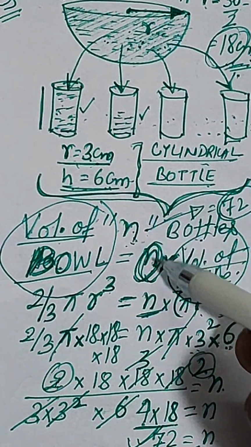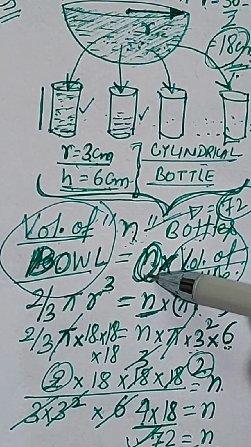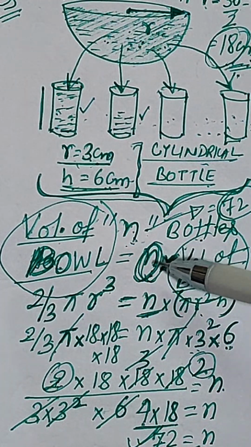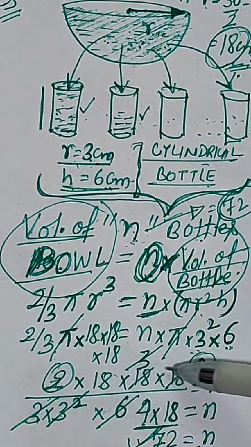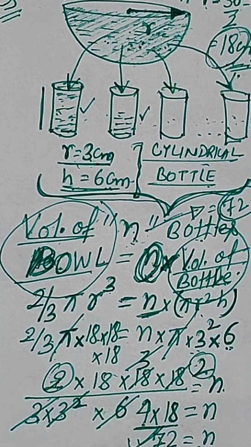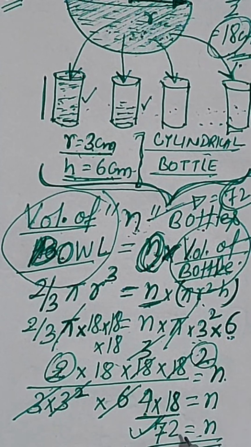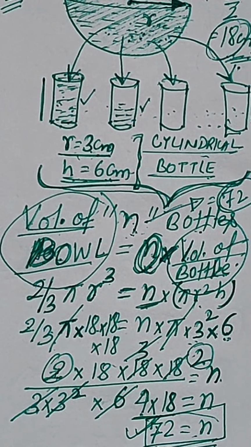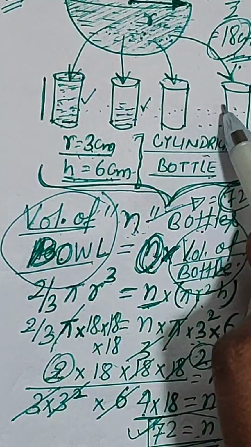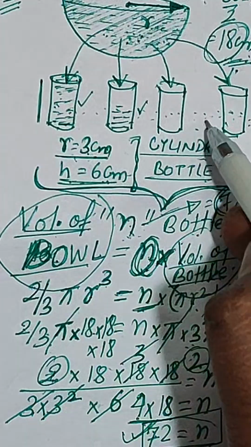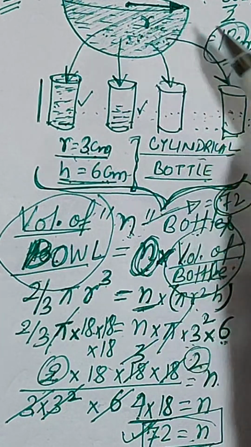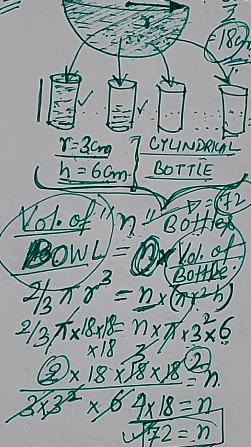Let us say we have assumed it as a variable n, and the value of n calculated from here is volume of bowl divided by volume of bottle, which will give you the answer n equal to 72. So such 72 bottles will be used, my dear friend. 72 bottles will be used to empty the liquid which is kept inside this bowl, right?